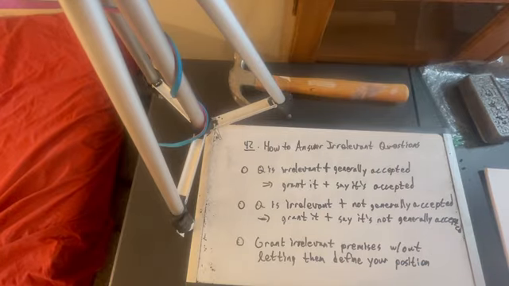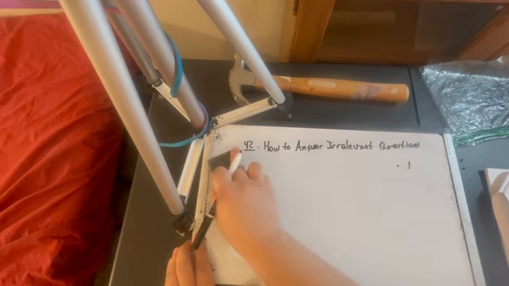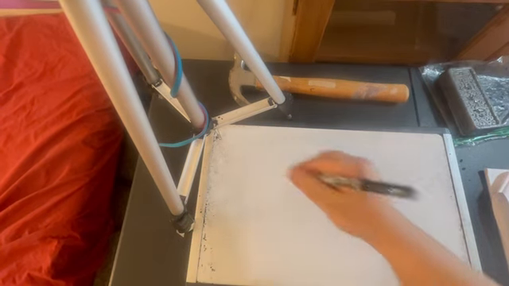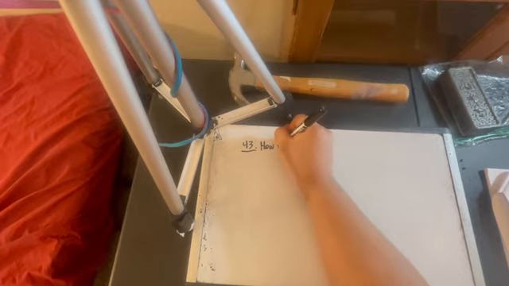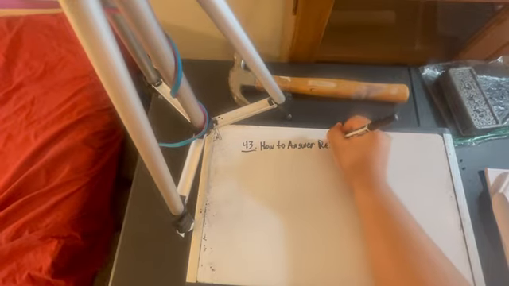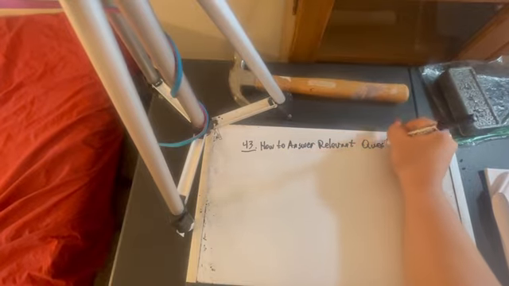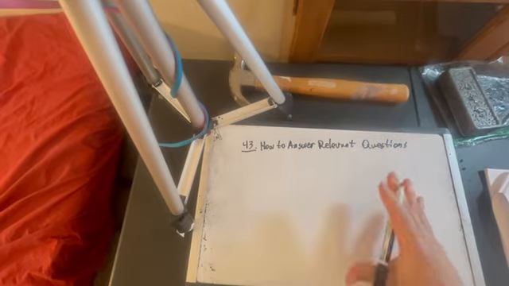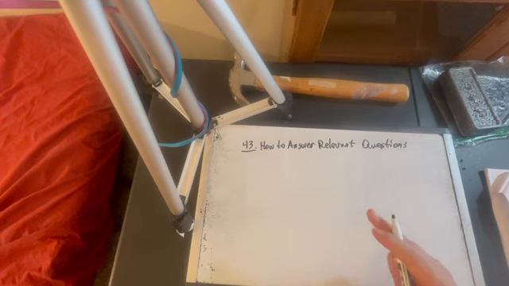All right, let's move on to the next point. How to answer relevant questions. Right? If the question is relevant and generally accepted, the answerer may admit that it is accepted, but should warn that it lies too close to the original thesis and would collapse the problem.